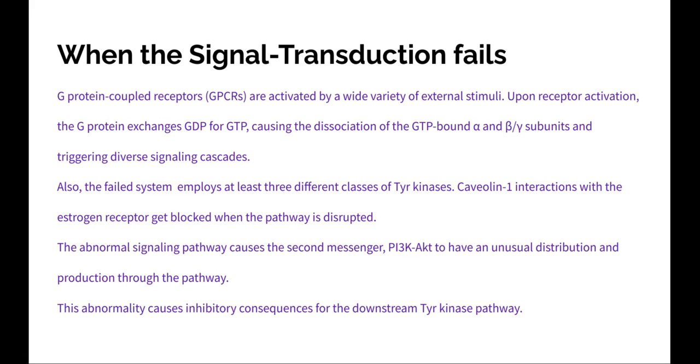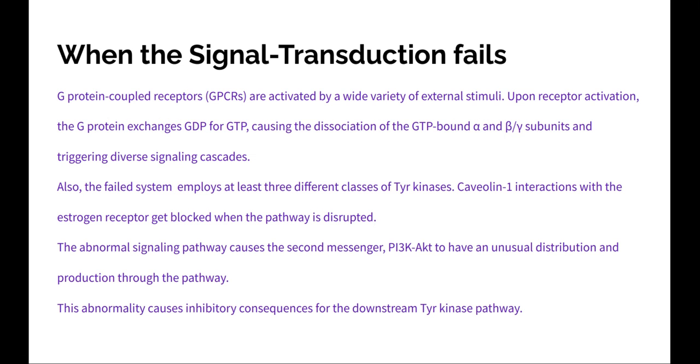When the signal transduction fails, the GPCRs get activated by a wide variety of external stimuli, which is the cancer cells. And with that being said, the GDP, which is guanosine diphosphate, changes to guanosine triphosphate, GTP, causing the dissociation of the bond between GTP and the subunits of the receptor and triggering diverse signaling cascades.